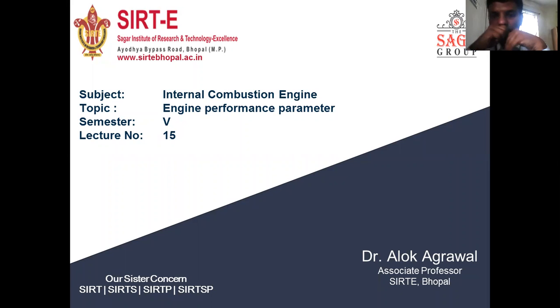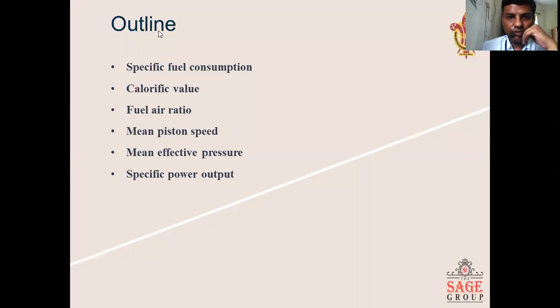In today's class we will continue the topic and complete all the engine performance parameters. The remaining parameters include specific fuel consumption, calorific value of fuel, fuel air ratio, mean piston speed, mean effective pressure, and specific power output. These are the remaining parameters that we are going to discuss in today's class.